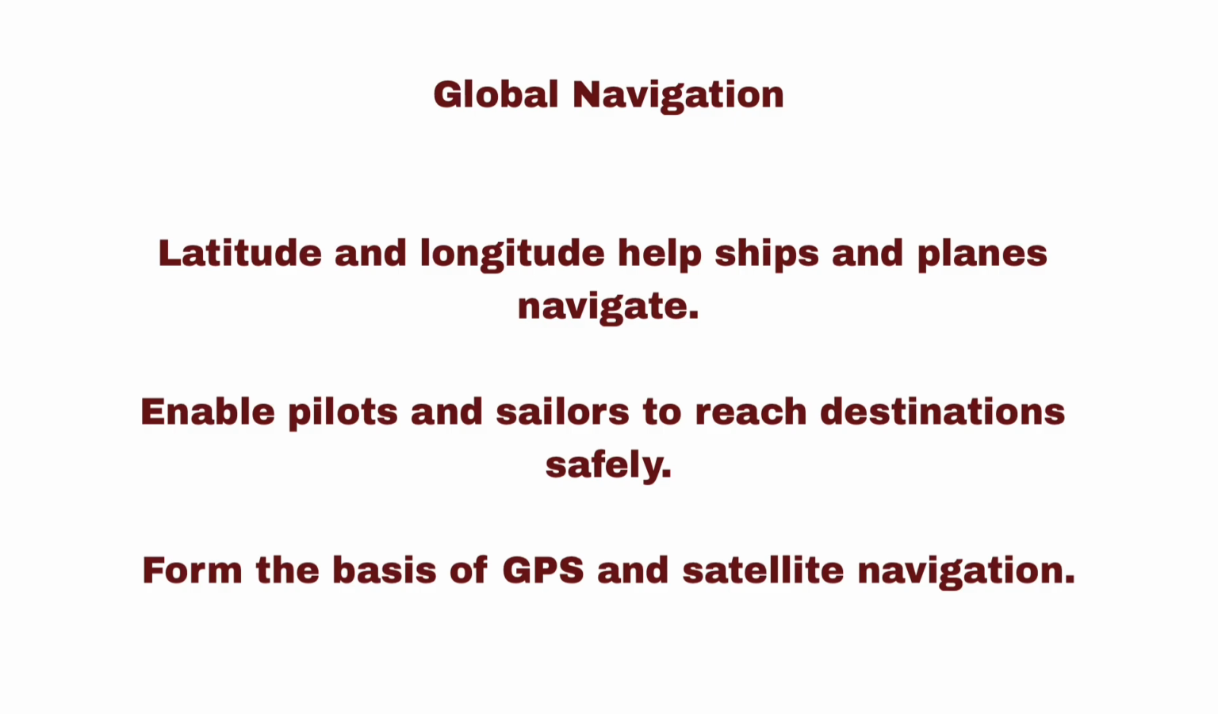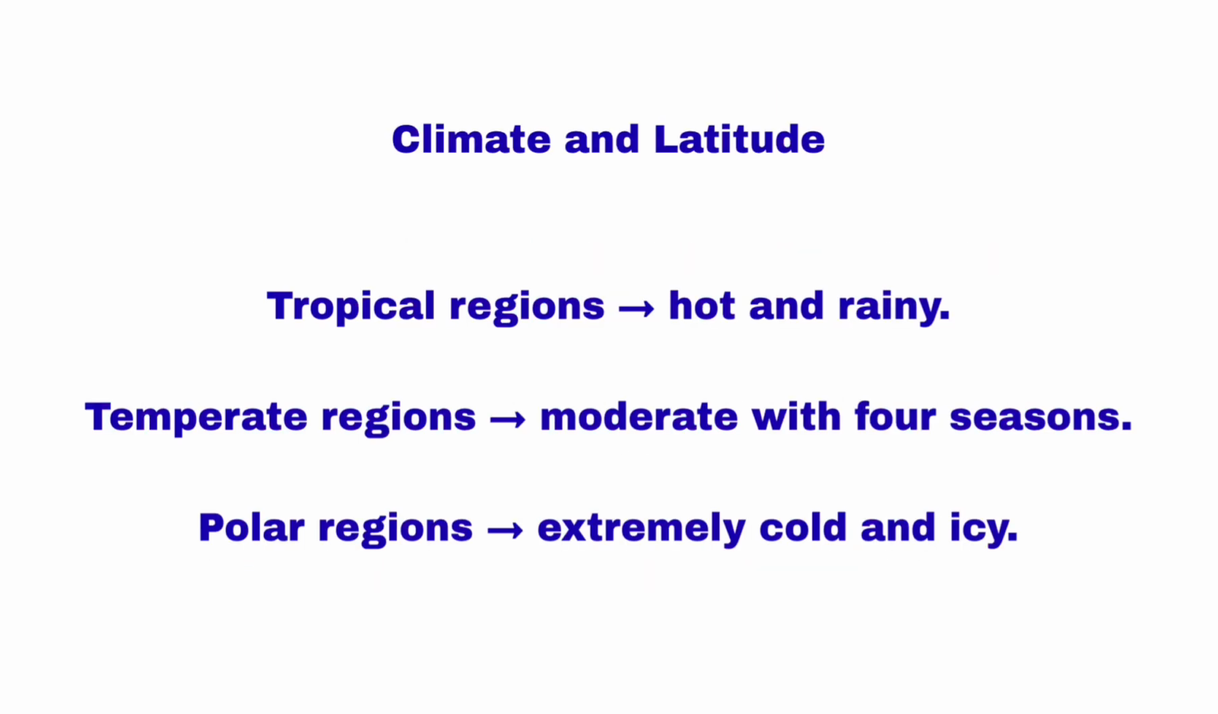So what is global navigation and why do we need it? Finding exact location and direction on earth. The tools we use: maps, globes, compass, GPS, latitude and longitude. Importance: it helps travelers, sailors, pilots, and trade. Latitude and longitude are the backbone of navigation.